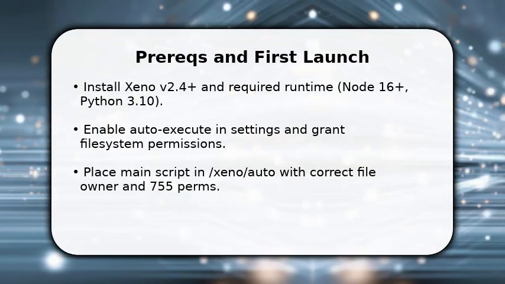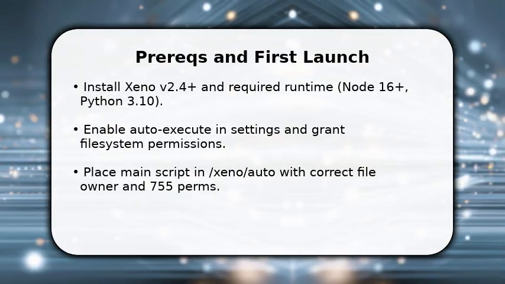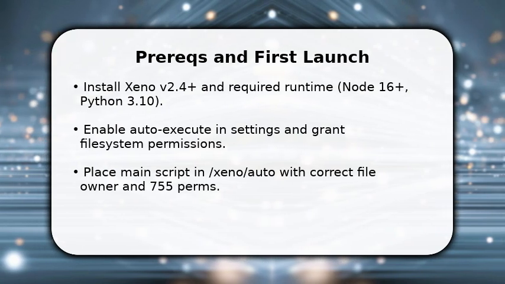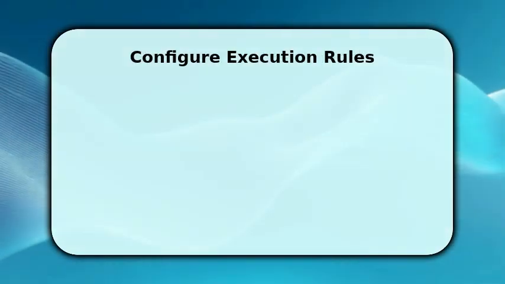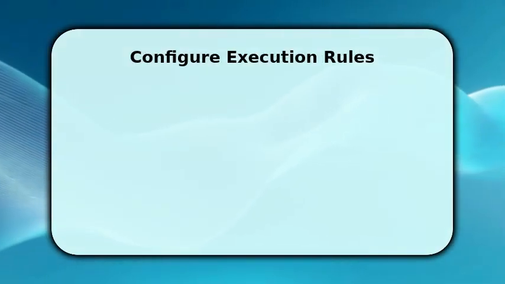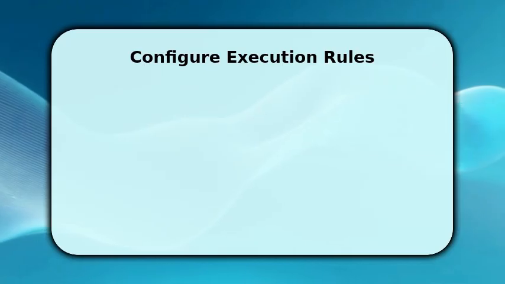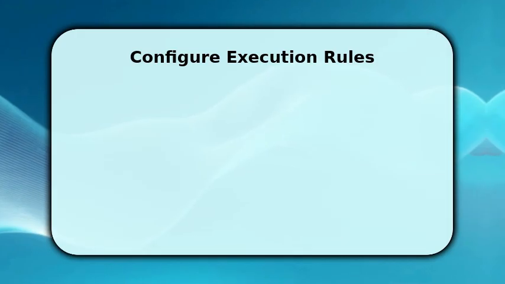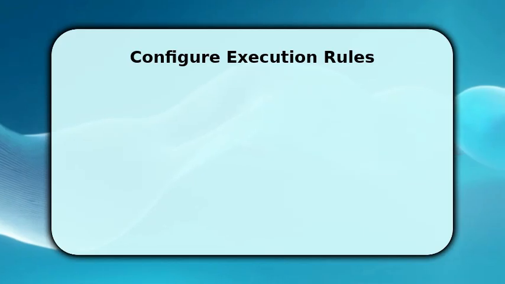Make sure file names follow the required pattern auto name, JS or Py, so Xeno detects them automatically, and you now configure how Auto Execute runs the script. Choose triggers like onStart, cron schedule, or specific event hooks and link the trigger to your file. Then set sandbox constraints: limit CPU percentage, memory in megabytes, and a sensible timeout in seconds to prevent runaway processes.